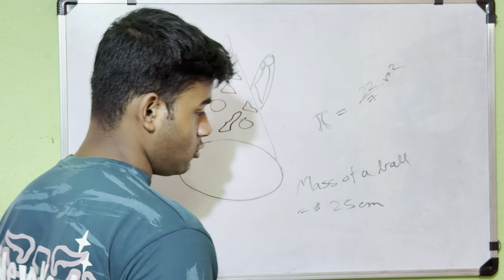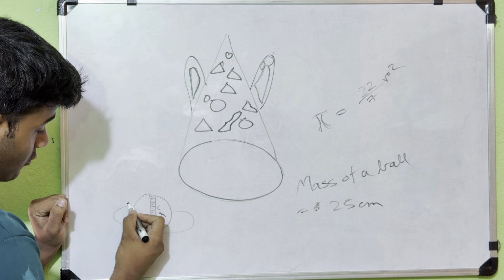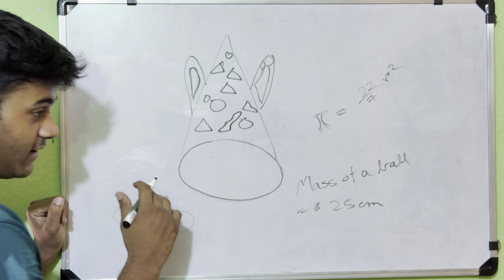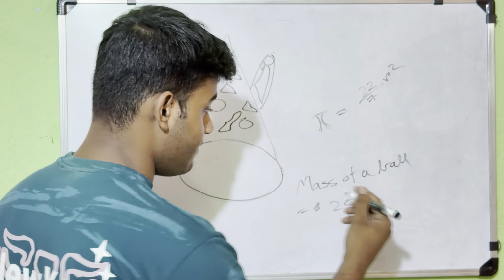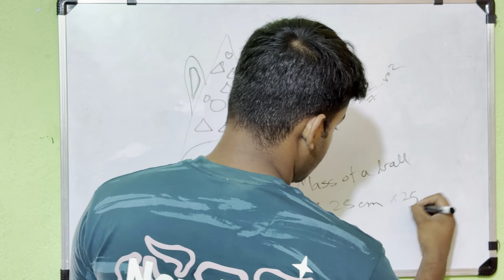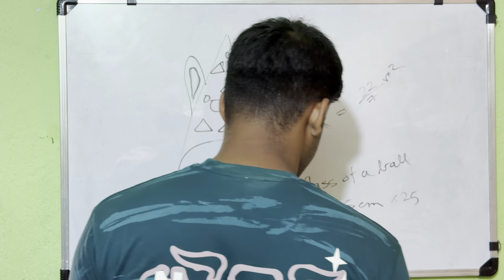Now, what is inside this? How much mass can it carry? To know that, for 25 centimeter, we have to calculate in this way. Measure it. If it is 25 centimeter on that side, it will be similarly 25 on this side. 25 centimeter and 25 centimeter, that's basically the height.